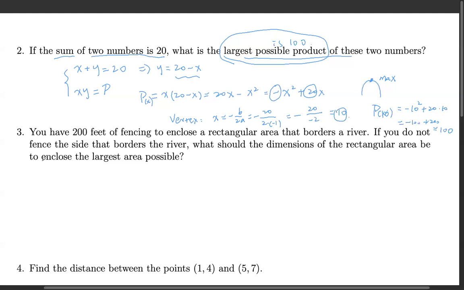Okay, that's number 2, let's see number 3. You have 20 feet of fencing to enclose a rectangular area. Let's draw a rectangular area.